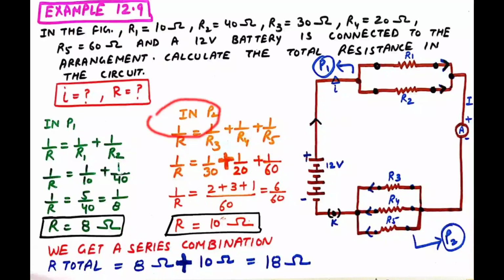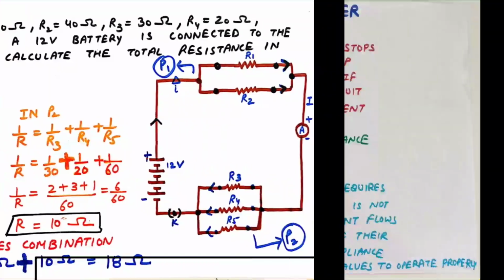We will get that 1 upon R is equal to 1 upon R3 plus 1 upon R4 plus 1 upon R5. By putting the values, we will get the resistance in the P2 circuit as R is equal to 10 ohms. Now we get a series combination consisting of an 8 ohm resistance and a 10 ohm resistance. So total resistance will be 8 plus 10, that is 18 ohms.